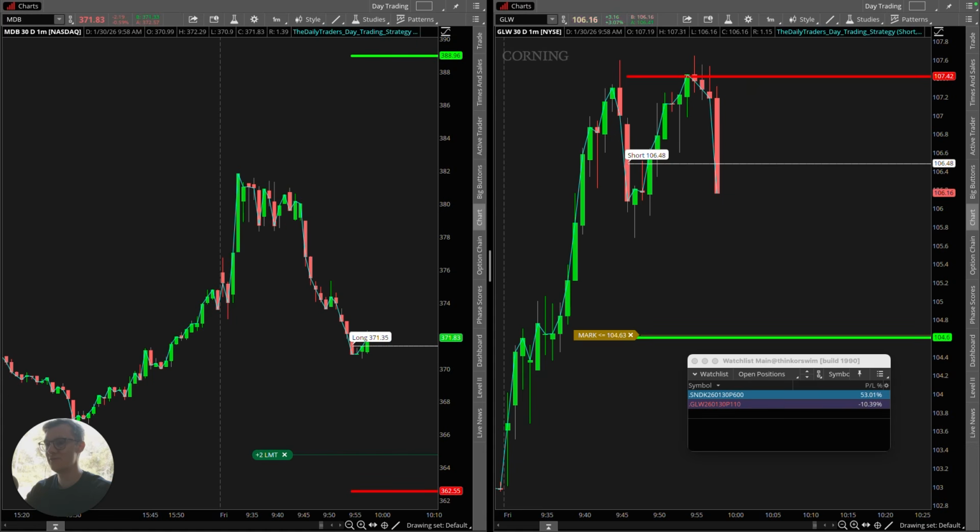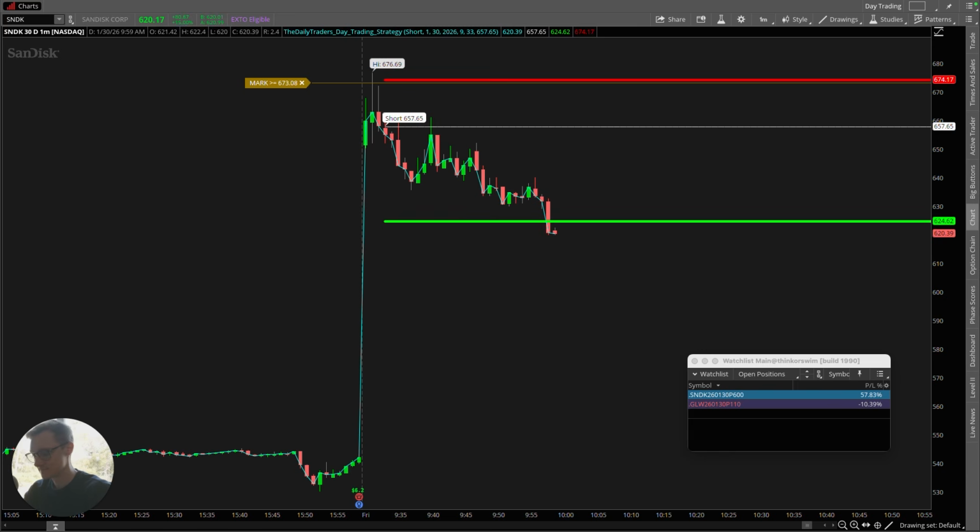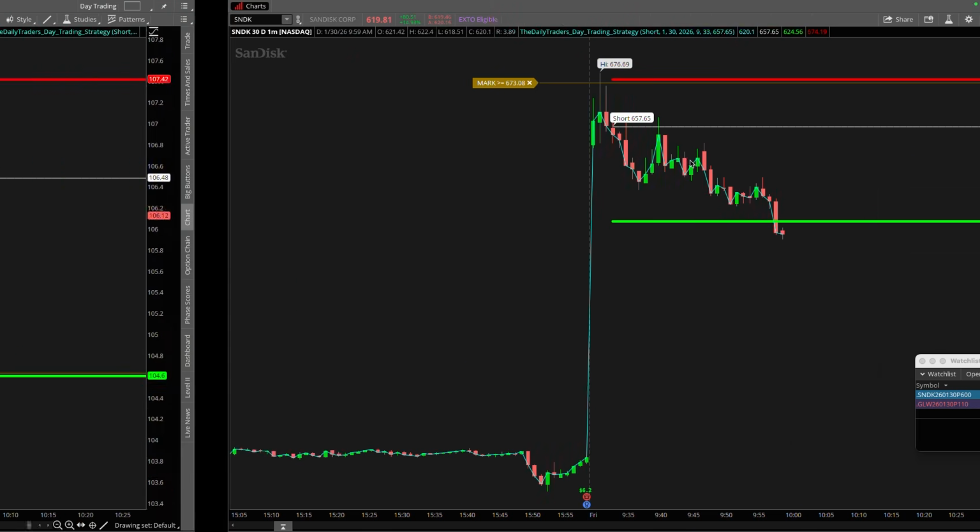Wow, and back up 53% of SNDK. Wow, there goes GLW. Look at that stop. Amazing. Filled on GLW 425, SNDK at TP, up 56%. 60% on SNDK, let's go. What a beautiful one. So that was 61%.